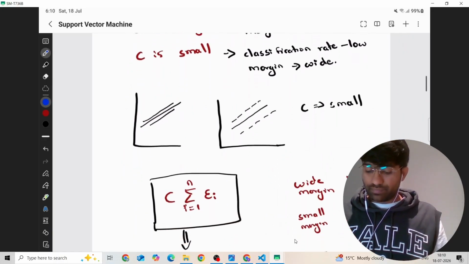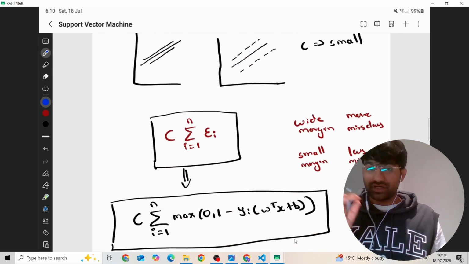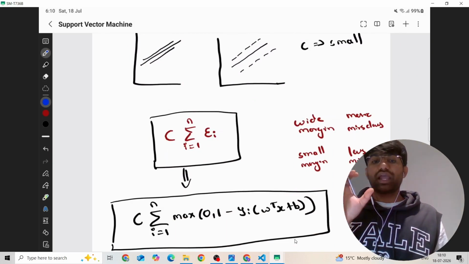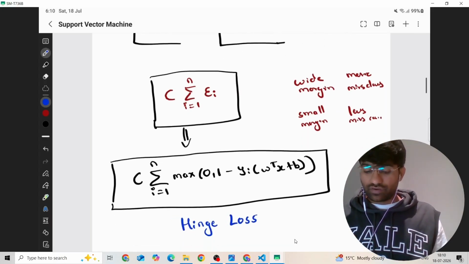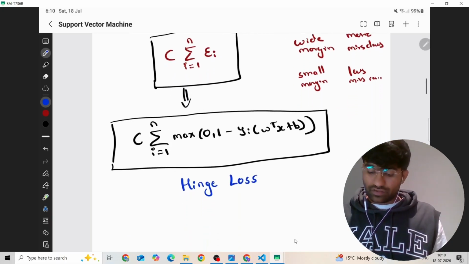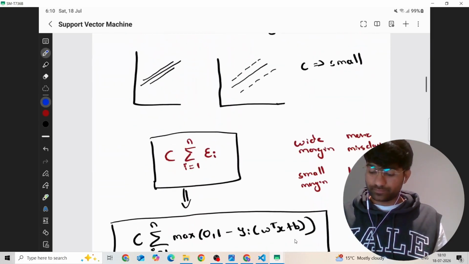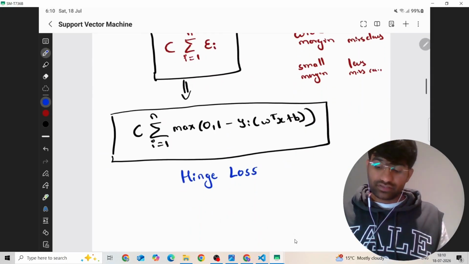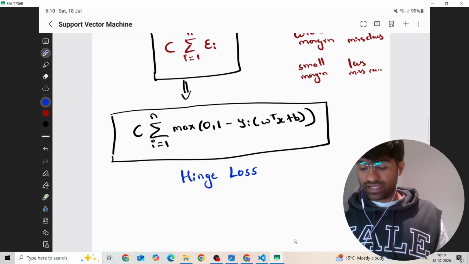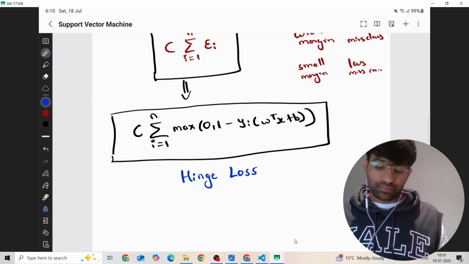So adding this hyperparameter, our equation will be C times the summation of error. For every data point, there will be an error, and we are adding all the errors in our model. It will be C, summation of i equal to 1 of error. I have just rewritten the equation. The error term will be this. So this final equation is known as hinge loss. Okay, so this is completely from the hyperplane.